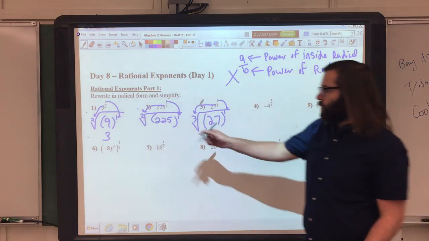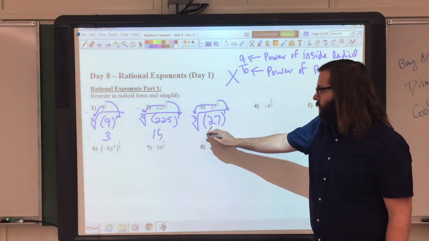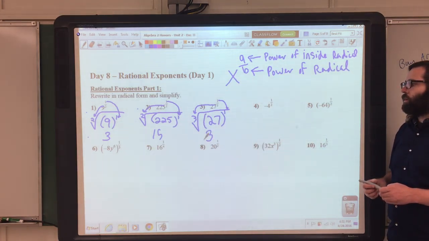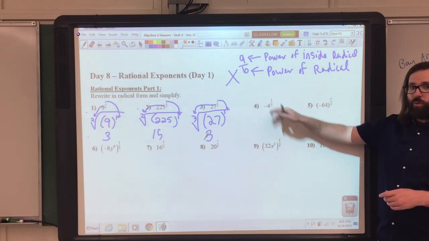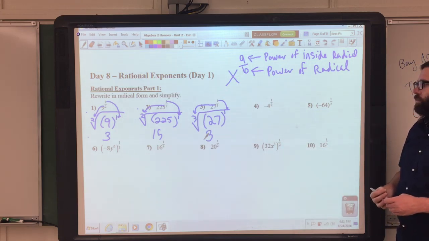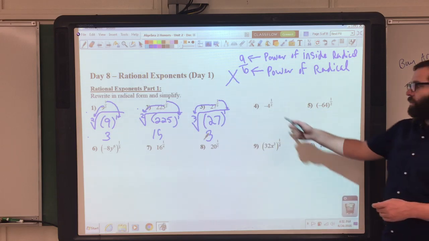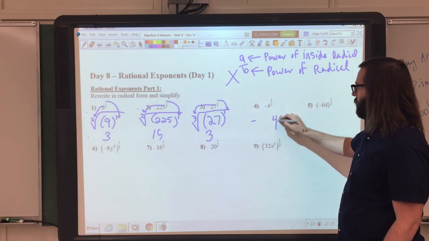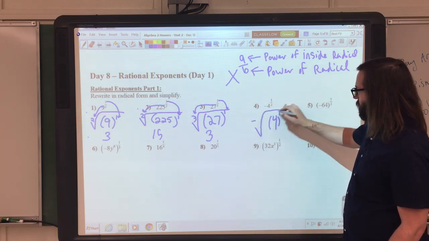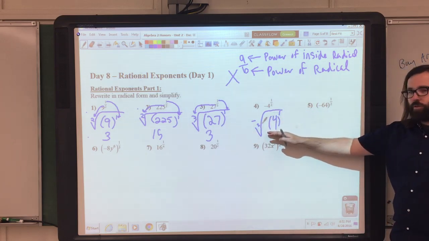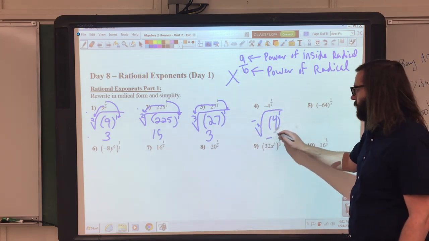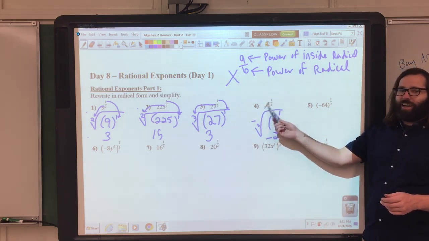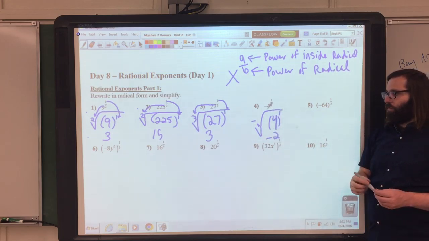Okay, we know square root of 225 is 15, cube root of 27 is 3. Now we have negative 4 to the 1/2 power. Okay, this negative is not inside the parentheses, so we don't bring it with us. So this is really negative 4 to the 1. So it's a negative square root of 4, which is negative 2.